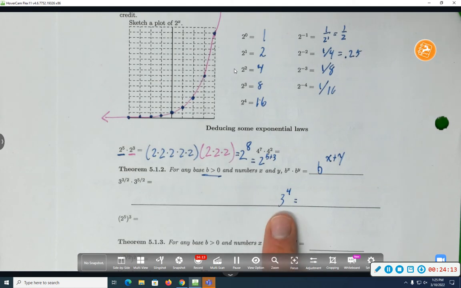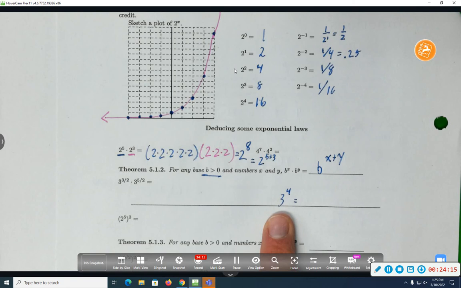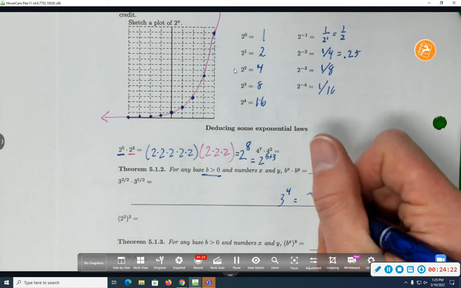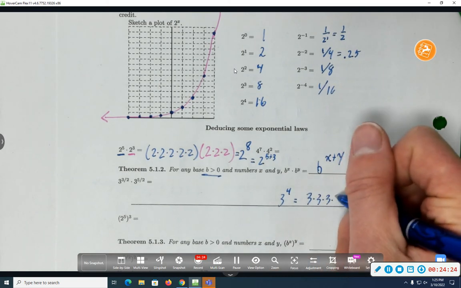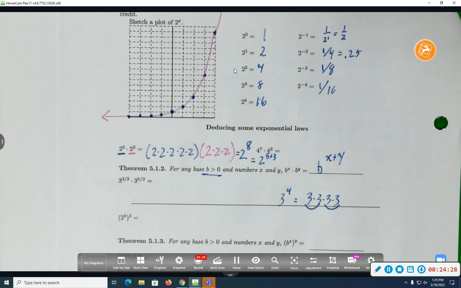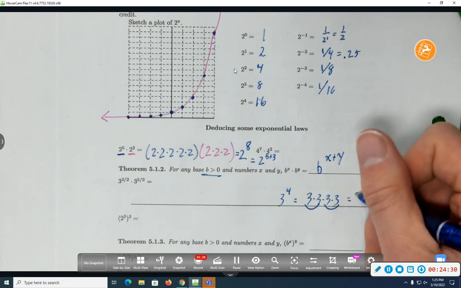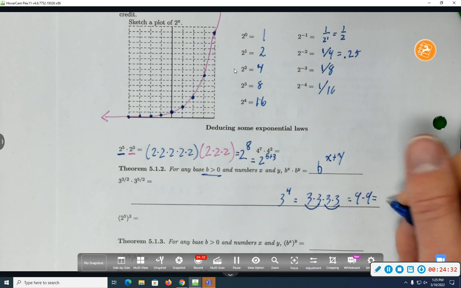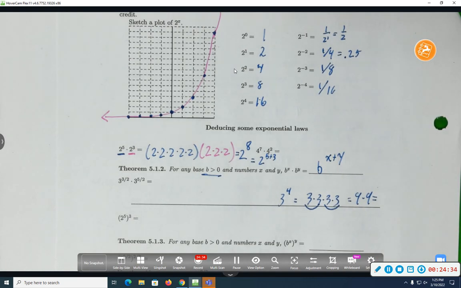So maybe I should pause. Are people happy up to there? Do people want me to write anything more? Okay, cool. So it's 3 times 3 times 3 times 3. What's 3 times 3? 9. So that's 9 times 9. Oh, hey, that's a number that you just know, right? It's 81.